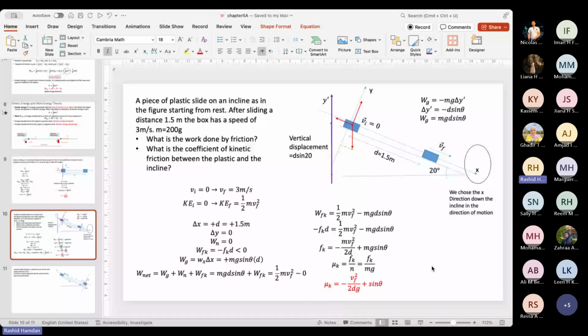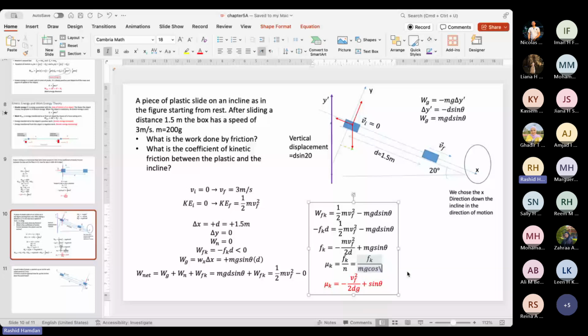Doctor? Yes. You said that n equal mg, but the weight is not on the y-axis. Oh, you're right. So it's not mg, it's mg cosine theta. So then we have here cosine theta, and I'm saying it must come out as tangent theta. So here we're going to get tangent theta.